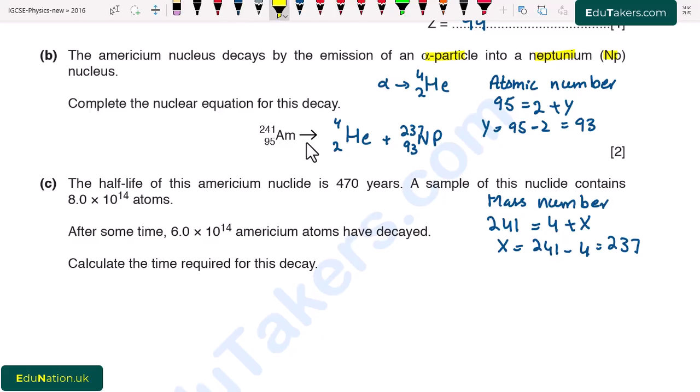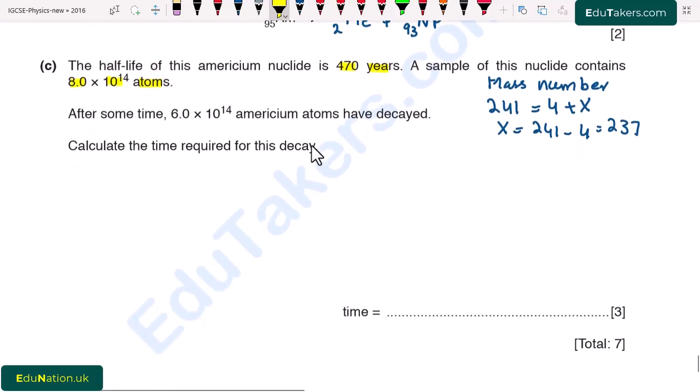Next part C. The half-life of this americium nuclide is 470 years. A sample of this nuclide contains 8.0 into 10 to the power 14 atoms. After some time, 6.0 into 10 to the power 14 americium atoms have decayed. Calculate the time required for this decay. So here we have to find out the time that is required for this decay. Means that we have to find out the half-life. First of all, I make a table here.